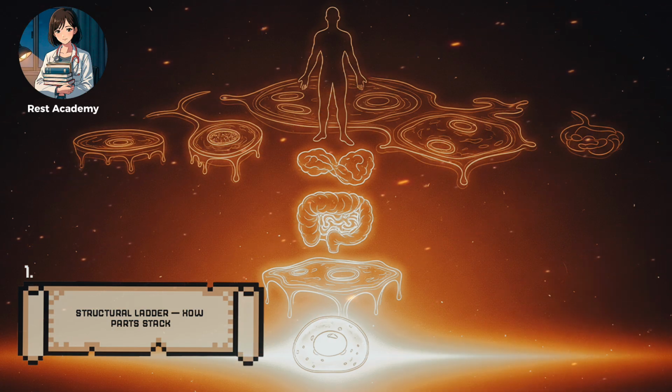Hold the image of a building in mind. Cells are bricks, junctions are mortar. The basement membrane is the slab, connective tissue is the frame and utilities, muscle is the elevators and moving doors, and nervous tissue is the wiring and control panels.